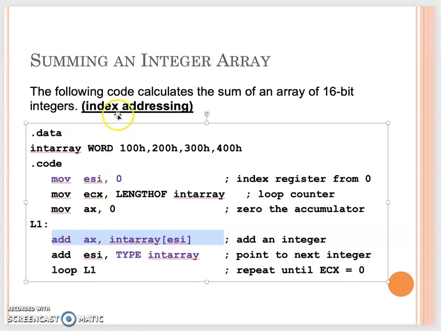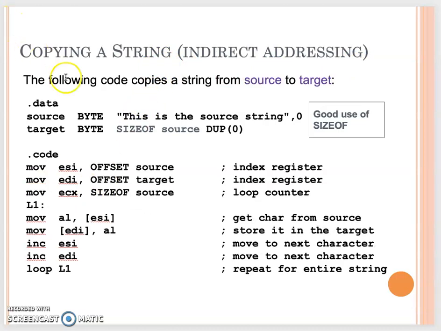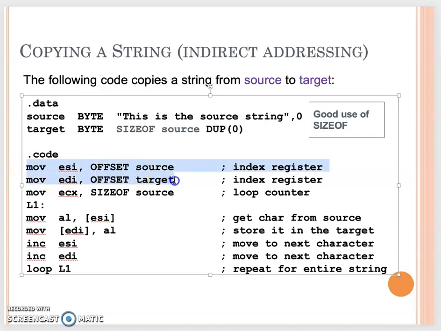Okay, so after you understand index addressing and indirect addressing, I want to revisit our copy string. In your earlier lab exercise, the copy string has one source array and one target array. But you see here, we're using indirect addressing, with 2 registers, ESI and EDI, directly referring to the memory location of the source array and target array. So that's indirect addressing.